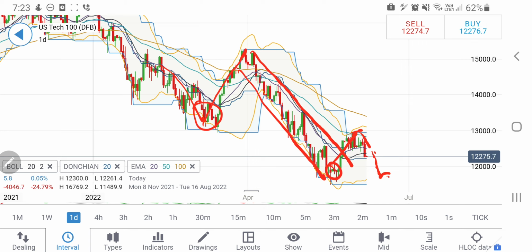So I'll be watchful of that, and for the day I'll be watchful of the 12,200 and 12,300 zone. Any drop below 12,200, remain short. Do not try to go long, remain short below 12,200. And yes, if you see it trading at 12,300, you can go long for 12,350, 12,400, and in fact 12,500 and 12,600 can be expected.